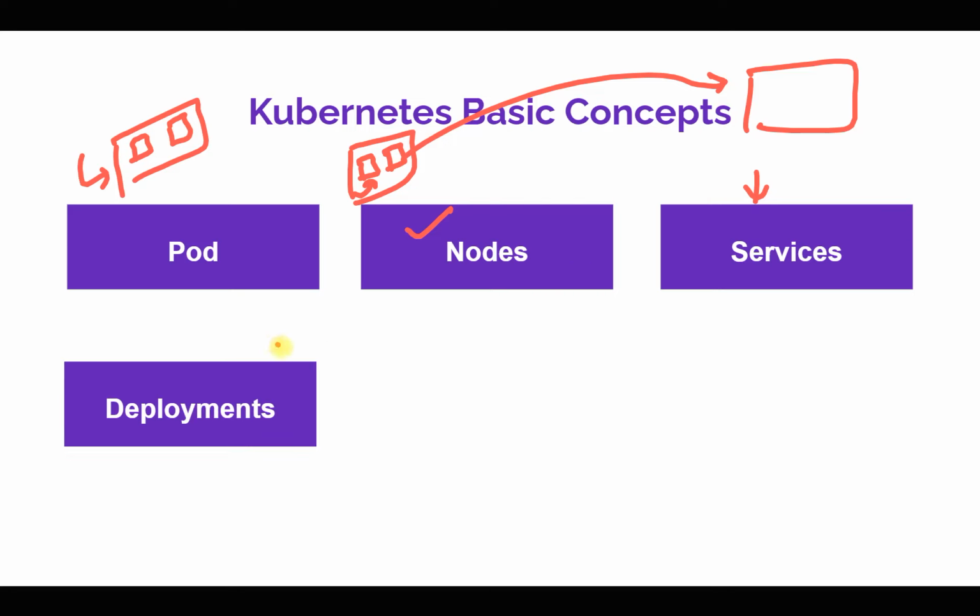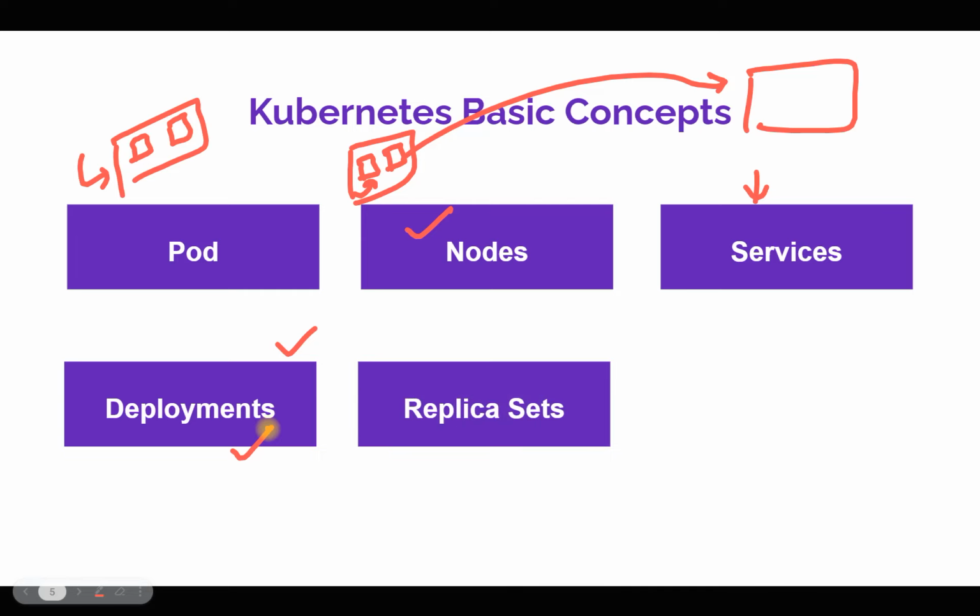Next concept we are having is deployment. A deployment is a declarative object that describes the desired state of your pods, and Kubernetes will create or update the pods as needed to match the desired state with the help of this deployment.